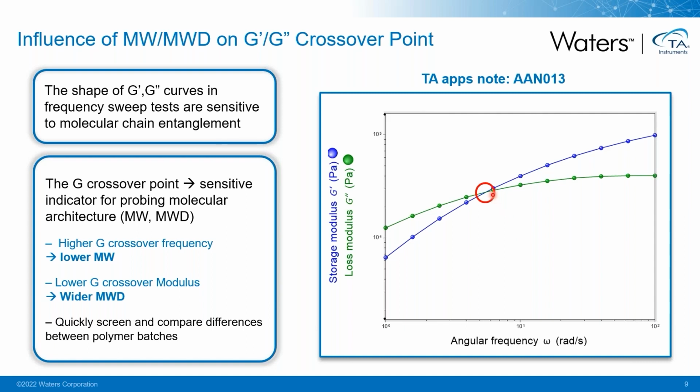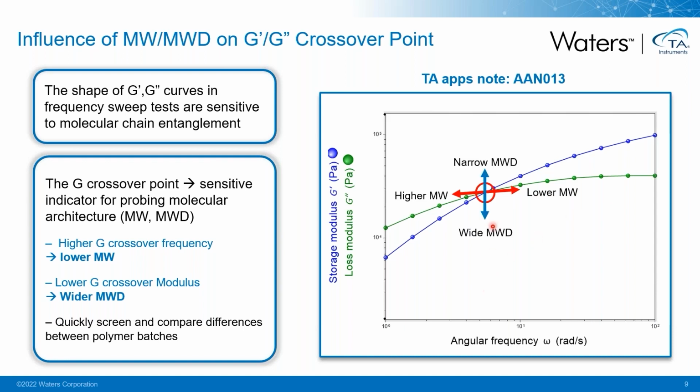This is commonly used as a sensitive indicator to compare the differences of polymers' molecular weight and molecular weight distribution. First of all, this G crossover frequency is sensitive to differences in molecular weight. When testing different batches of polymers, if one batch shows the G crossover point at a higher testing frequency, it means that this batch may have relatively lower molecular weight.